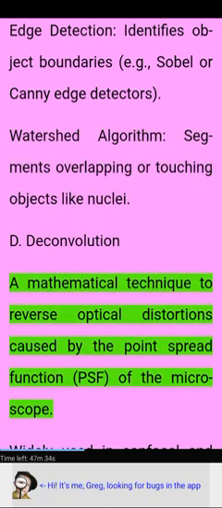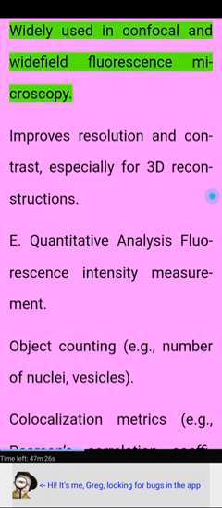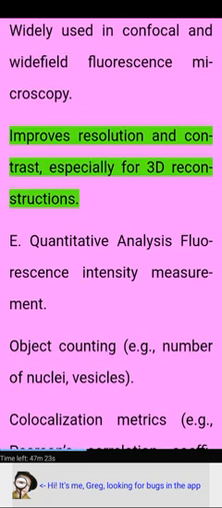D. Deconvolution, a mathematical technique to reverse optical distortions caused by the point spread function (PSF) of the microscope. Widely used in confocal and wide-field fluorescence microscopy. Improves resolution and contrast, especially for 3D reconstructions.